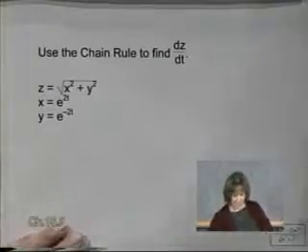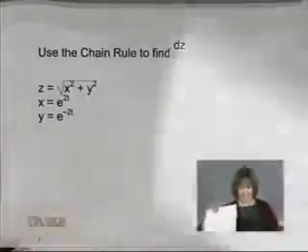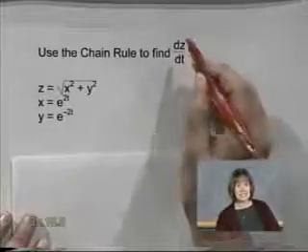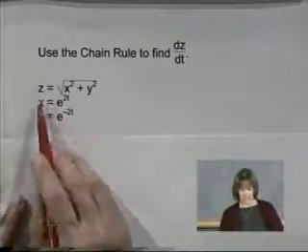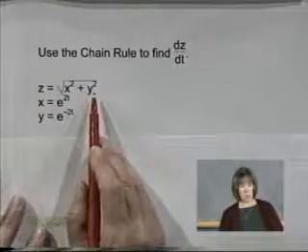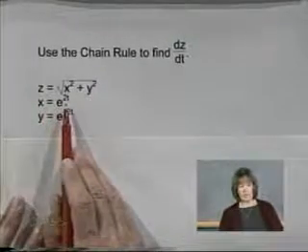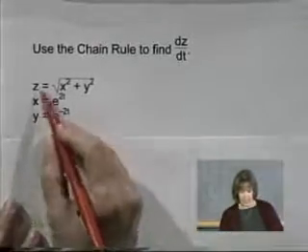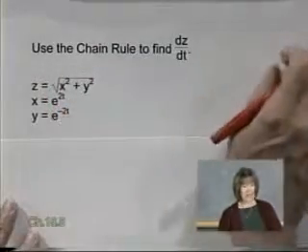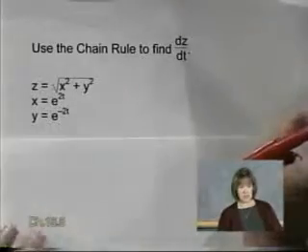Okay? This one, use the chain rule to find dz/dt. Now notice, the reason they're saying dz/dt instead of the partial of z with respect to t is, notice, z is a function of x and y. But x is totally a function of t, y is totally a function of t. So if I plug these two into here, I would have z totally a function of t. So it would be a Calc 1 problem, dz/dt.